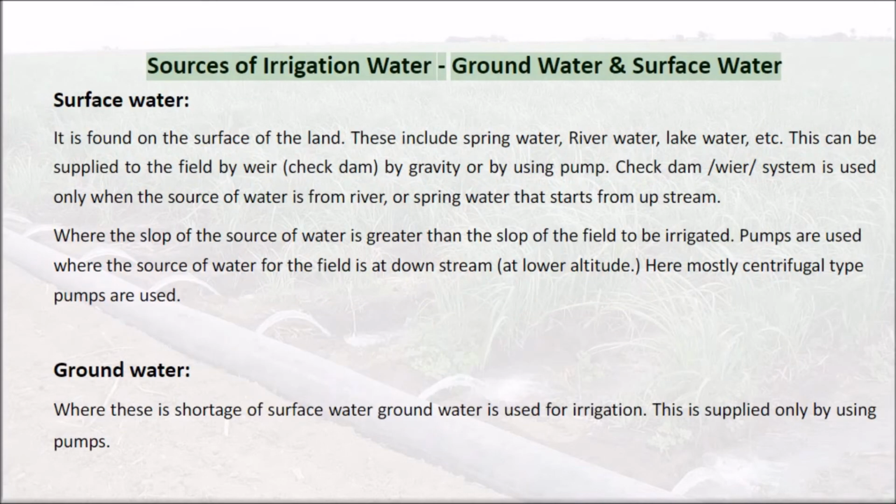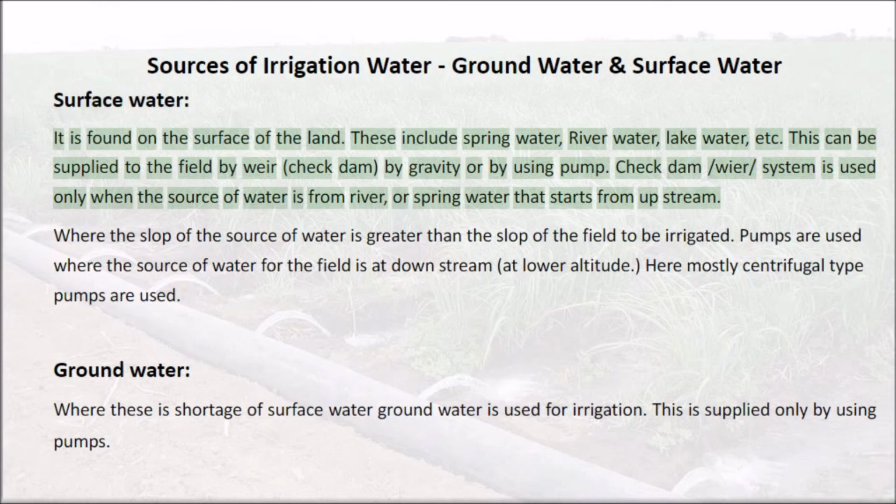Sources of irrigation water: groundwater and surface water. Surface water is found on the surface of the land. These include spring water, river water, lake water, etc. This can be supplied to the field by weir, check dam, by gravity, or by using a pump.